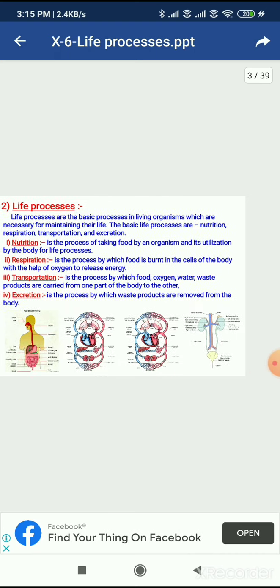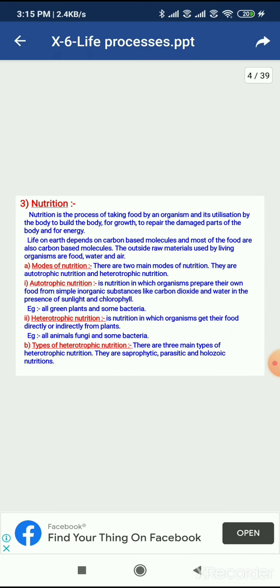First one is nutrition, which we will study in detail. Nutrition is the process of taking food by an organism and its utilization by the body to build the food for growth, to repair the damaged parts of the body and energy.